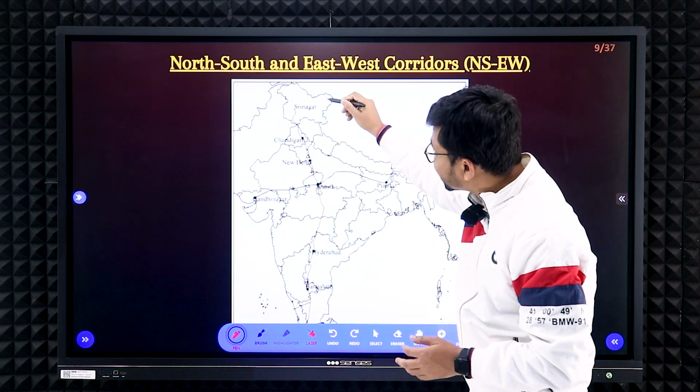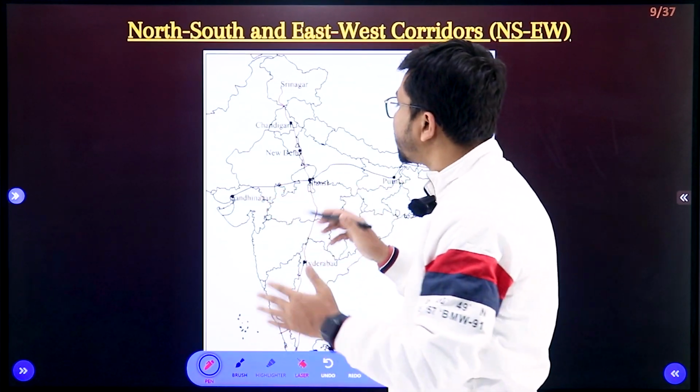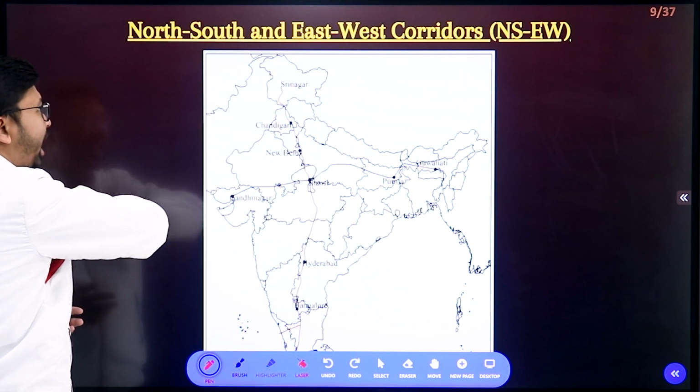The North-South corridor connects Srinagar to Kanyakumari, and here Silchar on the eastern side to Porbandar. So Porbandar to Silchar and Srinagar to Kanyakumari. That is the North-South and East-West corridor.